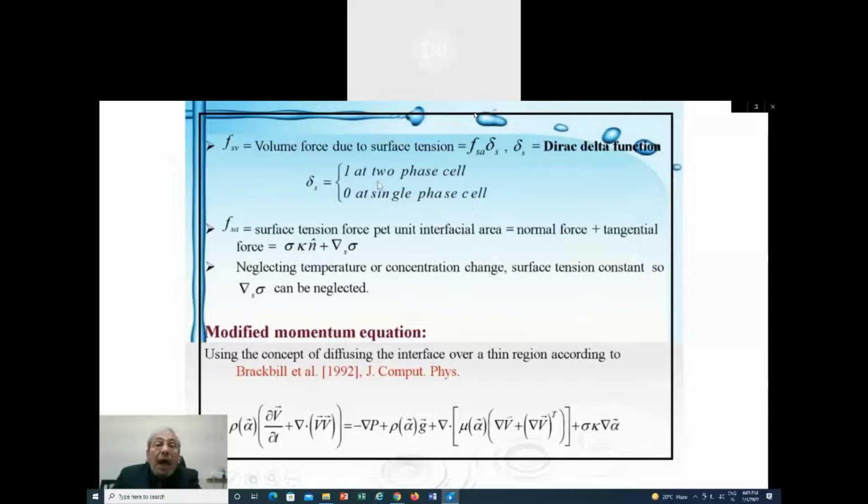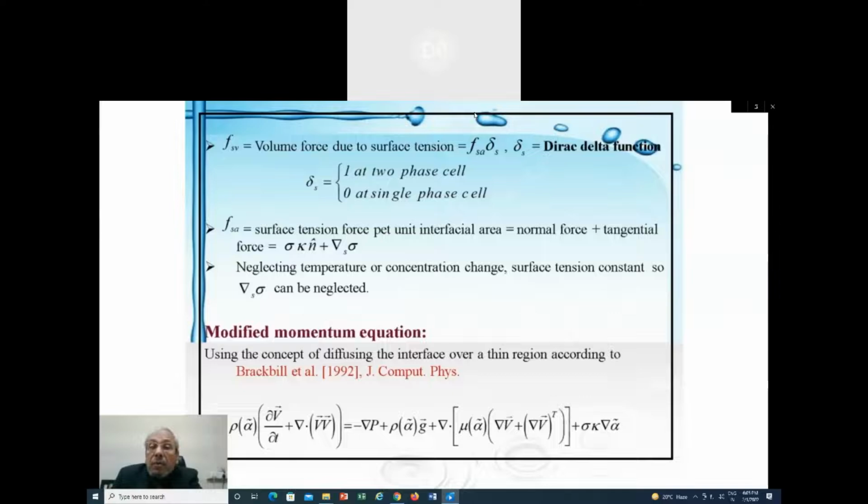This interface force has two components. One is the normal component, another is the tangential component. If we do not have a surface tension gradient or temperature variation along the interface, the tangential force can usually be neglected. The normal force is always to be accounted for. Of course, the tangential force also becomes important when there is temperature variation along the interface, and we know these surface tension gradient driven flows are called Marangoni convection. This calculation is in the absence of Marangoni convection.